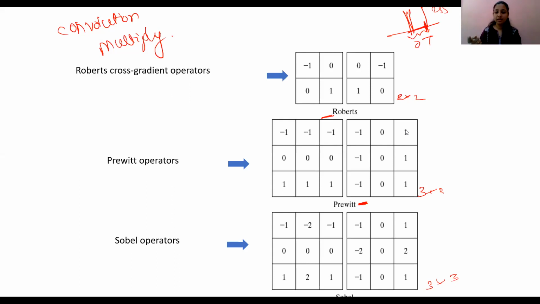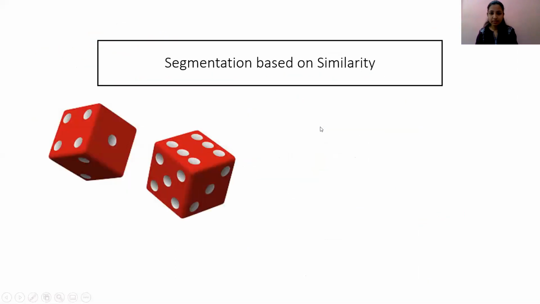ये आपको समझना है. इसके अलावा सोबेल मास्क है, इसके अलावा there are many different ways you can detect the edge. So this is one way of segmentation. Another way of segmentation is based on similarity. ये concept जो होता है, that is used for object recognition.